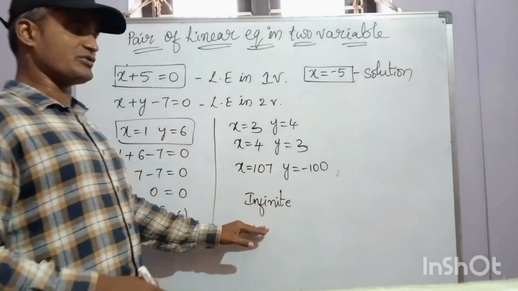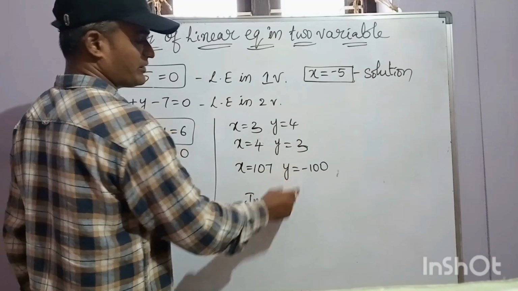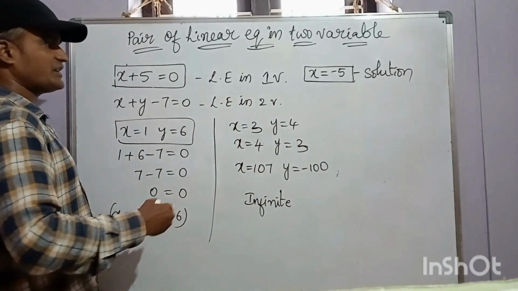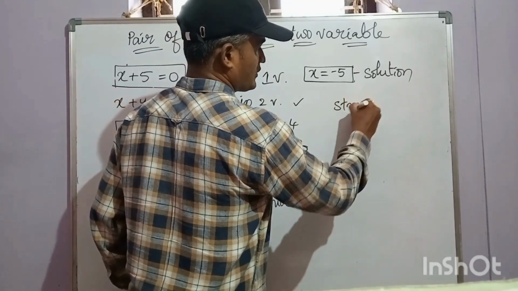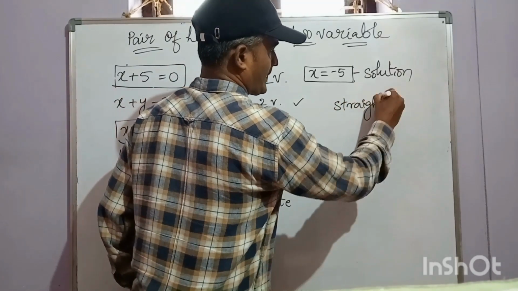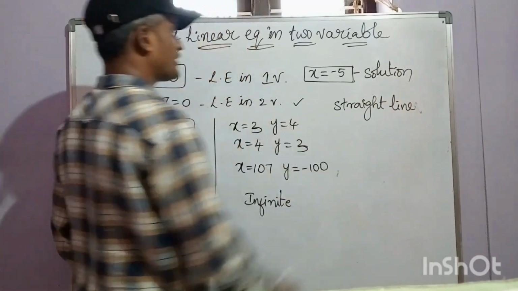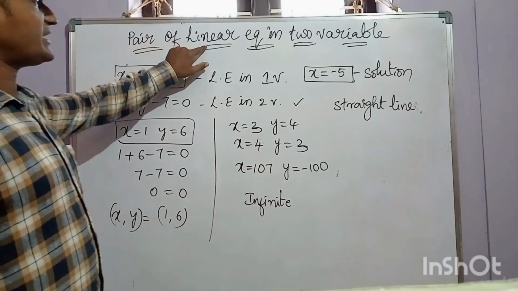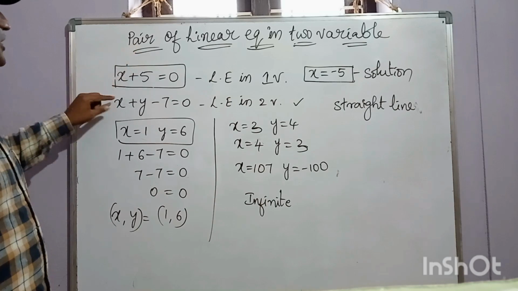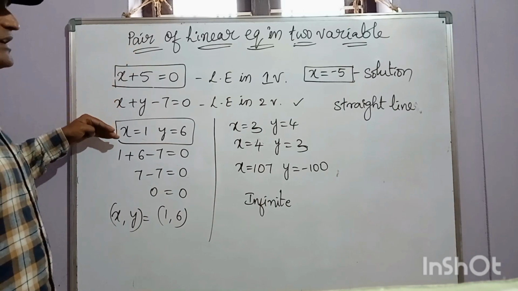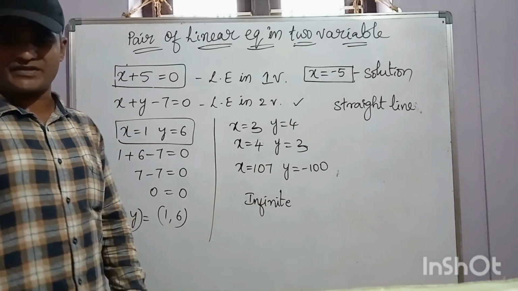It has infinite solutions, and if you represent all of these on graph paper, you will get one straight line. So a linear equation in two variables always represents a straight line on the graph sheet. Now you are learning about linear equations in two variables, but it's a pair of equations. So we take two equations combined and solve them. Okay, let's see the two equations here.